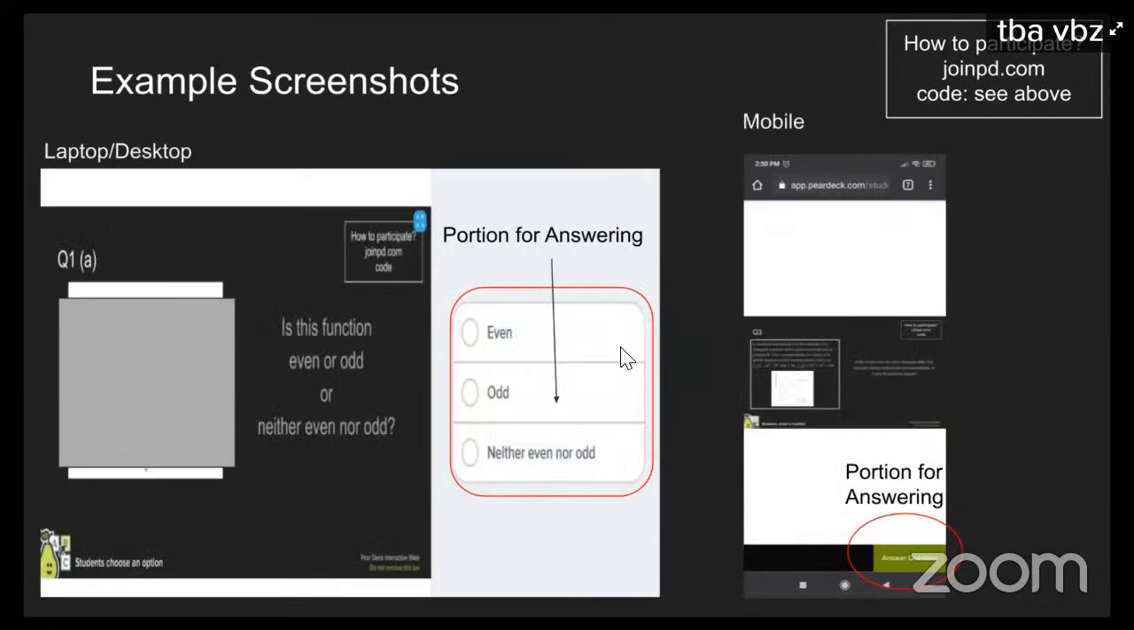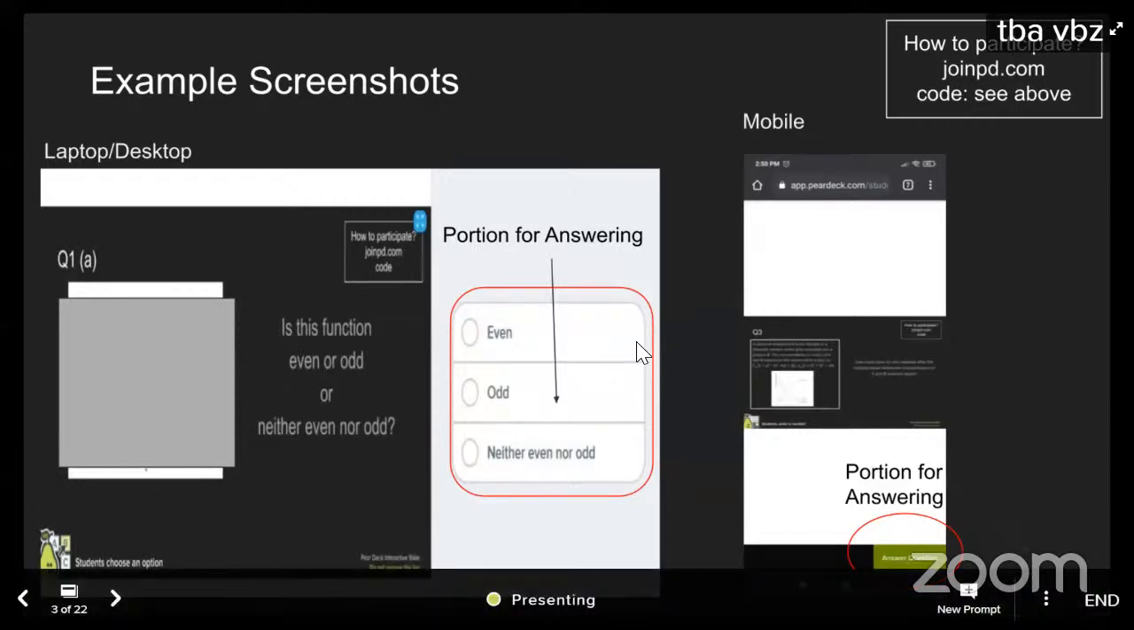And if you are using joinpd.com on a laptop or desktop, your view will be something as shown on the left side of the screen. And if you're using it on mobile, it will be something as shown on the right side of the screen currently. Our mobile users have to click on that button, answer question, to input the answers.